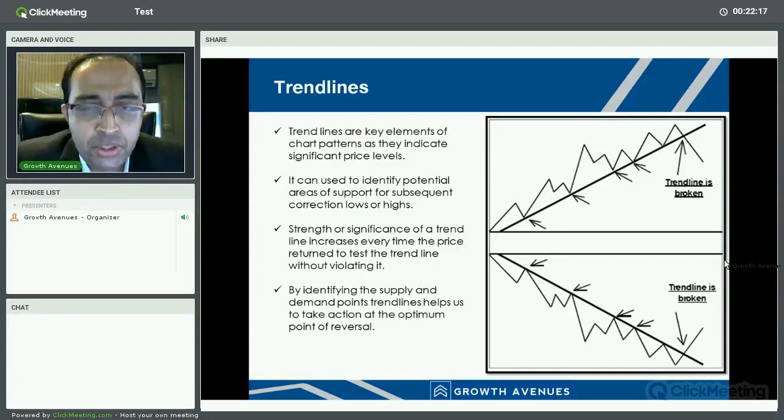Mind you, it's one of the simplest tools of line studies, but it's only as simple as it looks, because you need to know how to identify a pivot. Pivot is something which is many times ignored by many people, but understanding the concept of pivot and using it in a more appropriate fashion is a more elegant way to do your technical analysis.